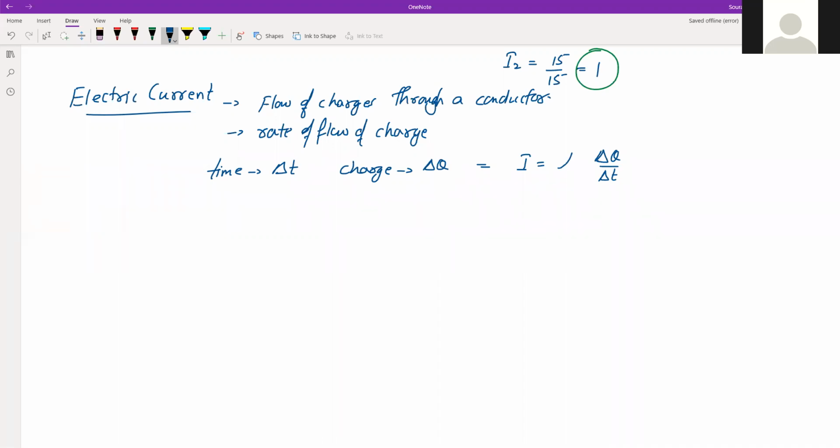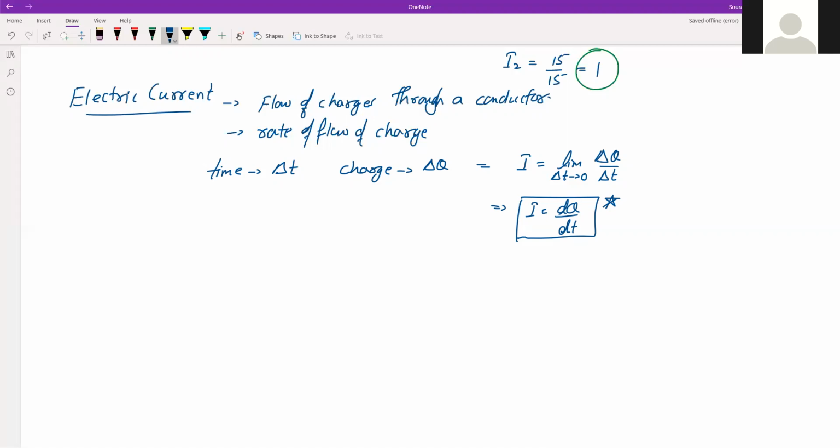So if it is instantaneous, we will find its limit such that delta t tends to 0. And if I write it like this, then I is nothing but dq by dt. That is again the rate of flow of charge. This is the instantaneous rate of flow of charge, right? That is, charge must change, and the change in charge divided by change in time.